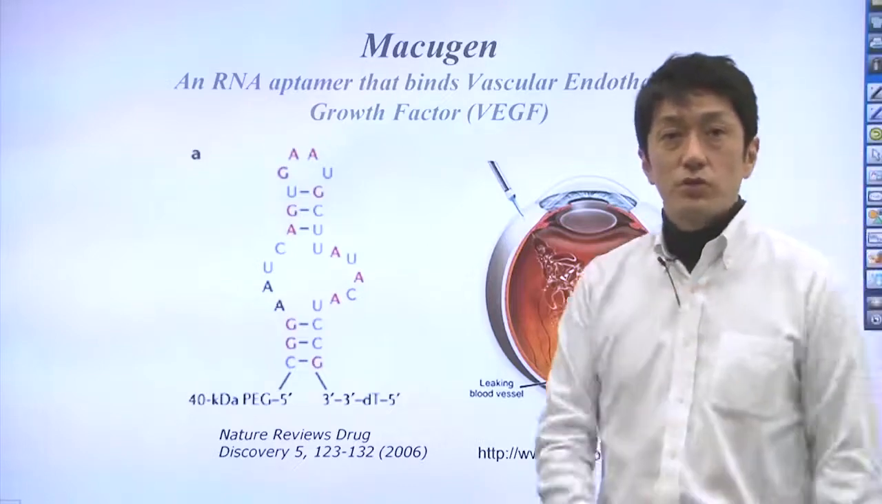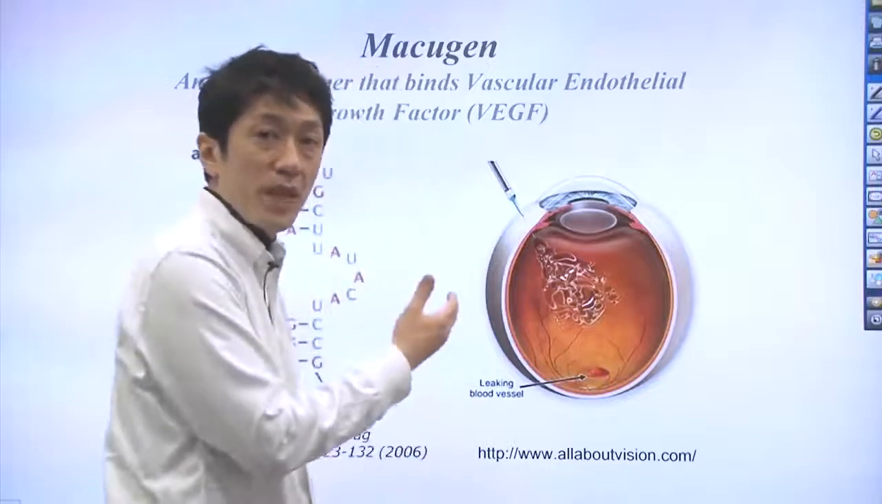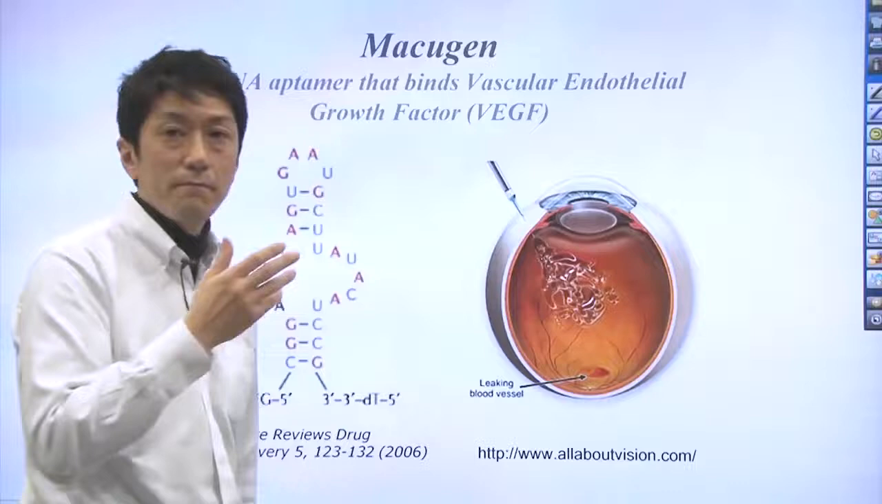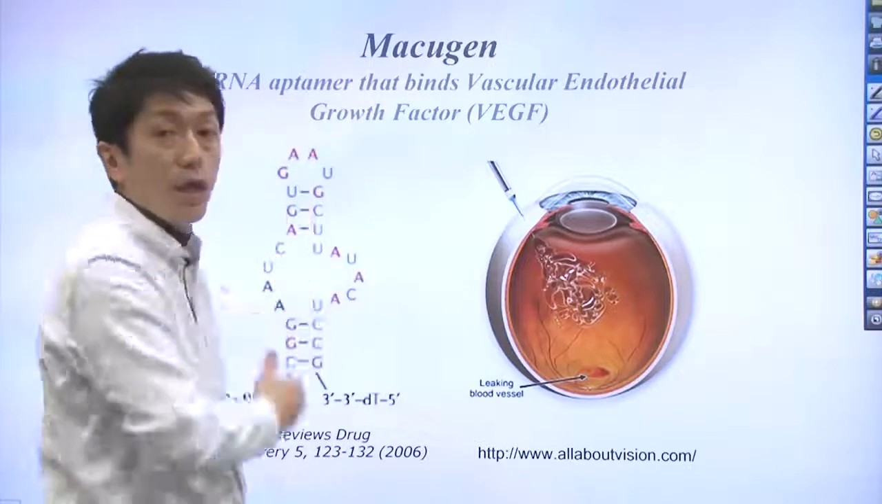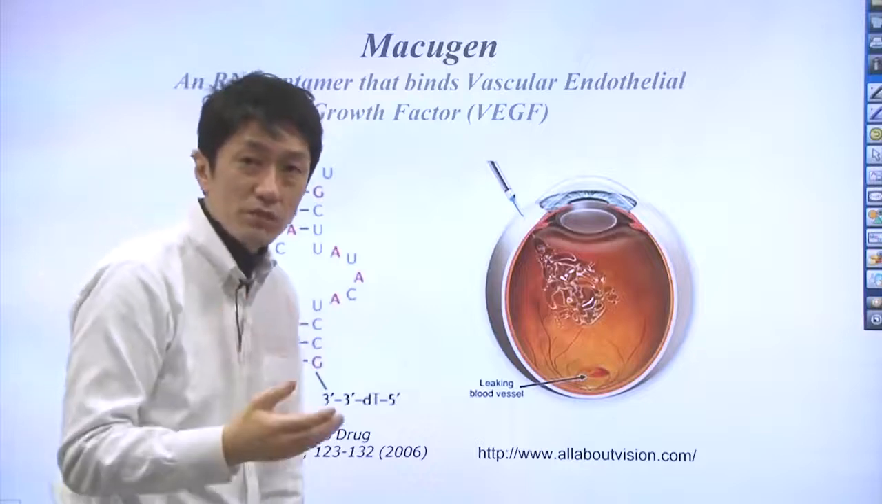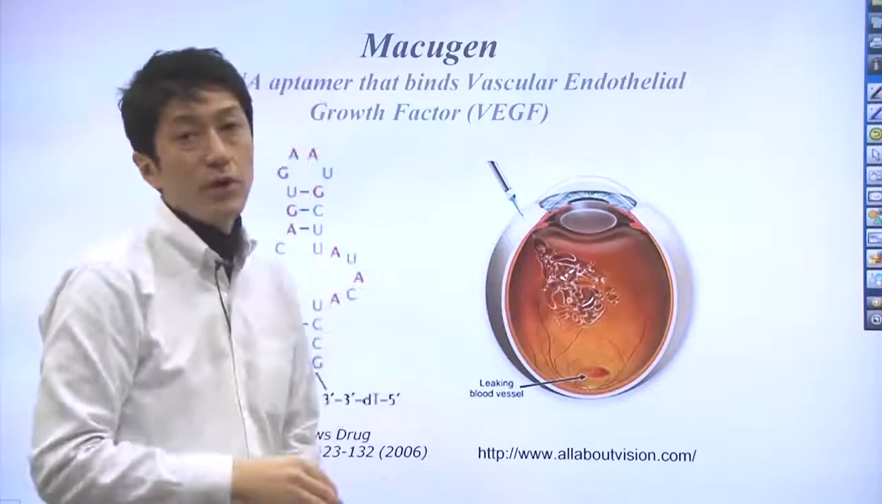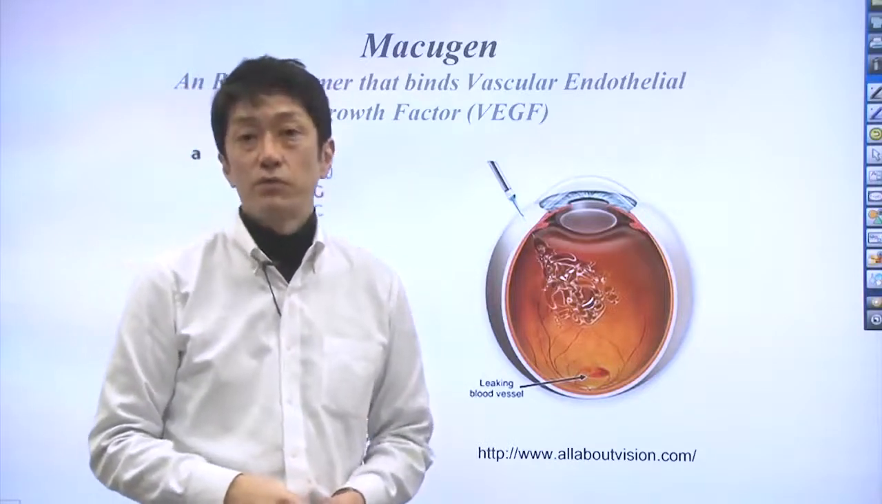One of the limitations of RNA-based drugs is that they cannot be taken orally. They need to be injected. Macugen needs to be injected directly into the eyes. Nevertheless, the RNA aptamer drugs have great potential for future therapy.